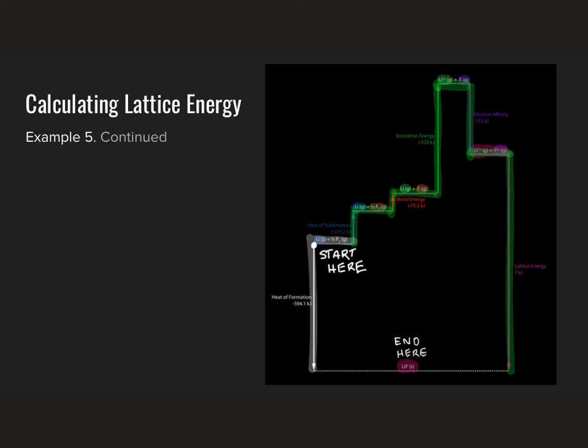And because of Hess's law, the sum of the sequence of steps on the Born-Haber cycle must equal the overall heat of formation for that lithium fluoride solid. So this is just a visual representation of exactly what we saw in the last problem.